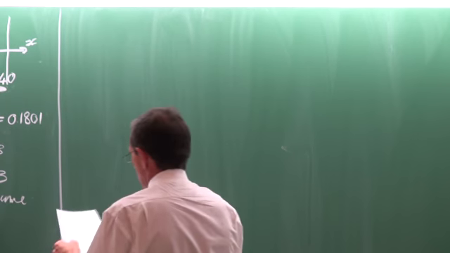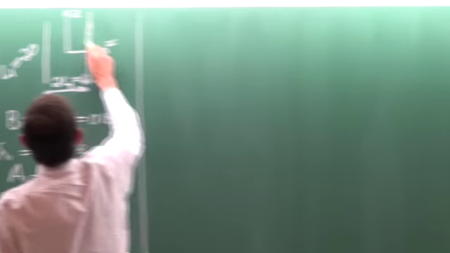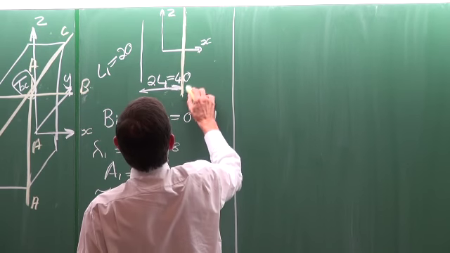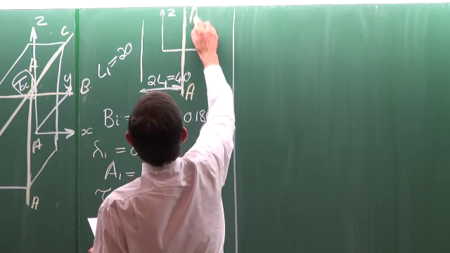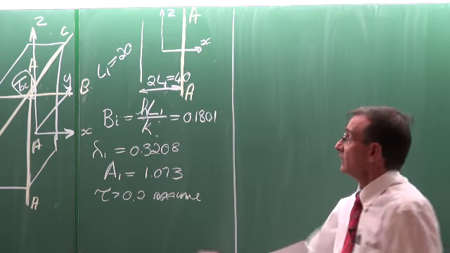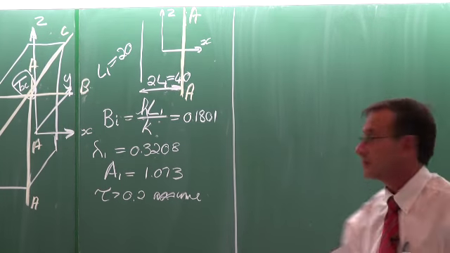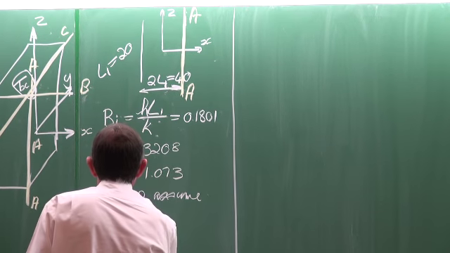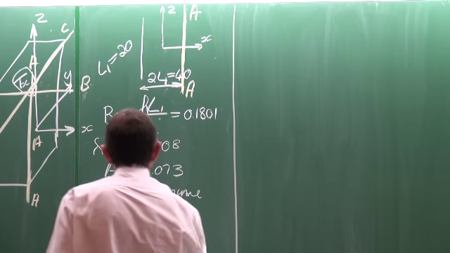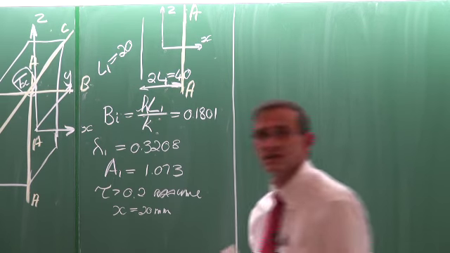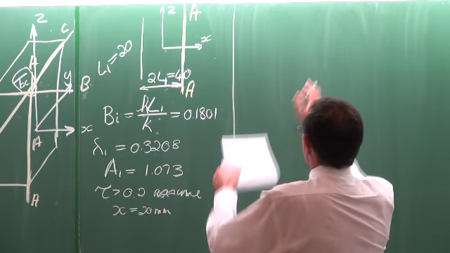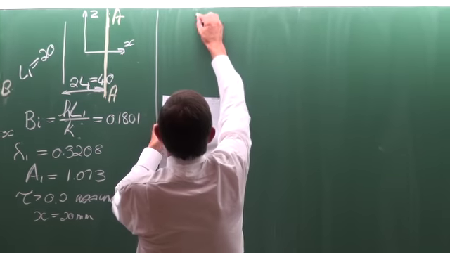Now, let's look at the second one. Oh, sorry, I forgot. What is important is that we have to solve now the temperature along that line, so that would be where X is equal to 20 millimeters. So we need to get the solution where X is equal to 20 millimeters. Let's look at the other one.